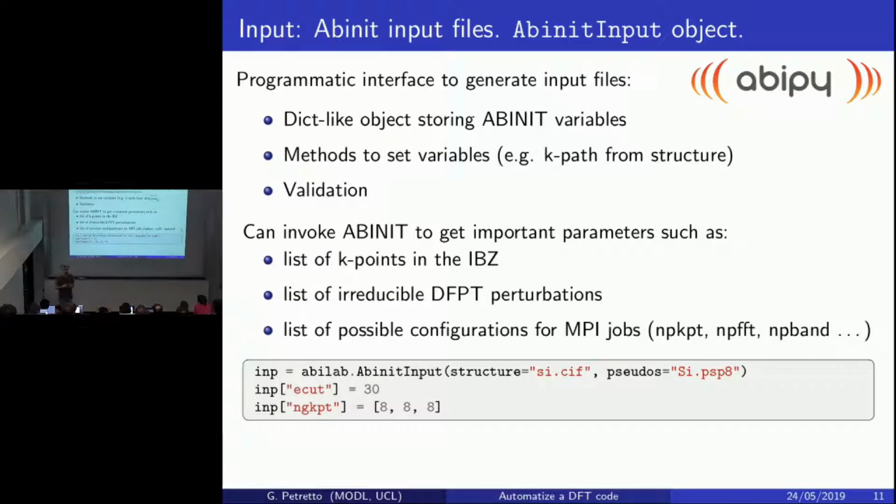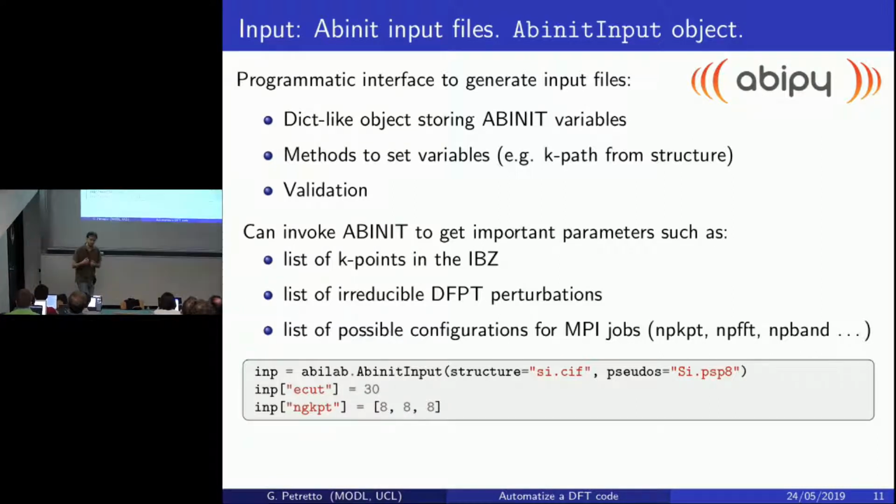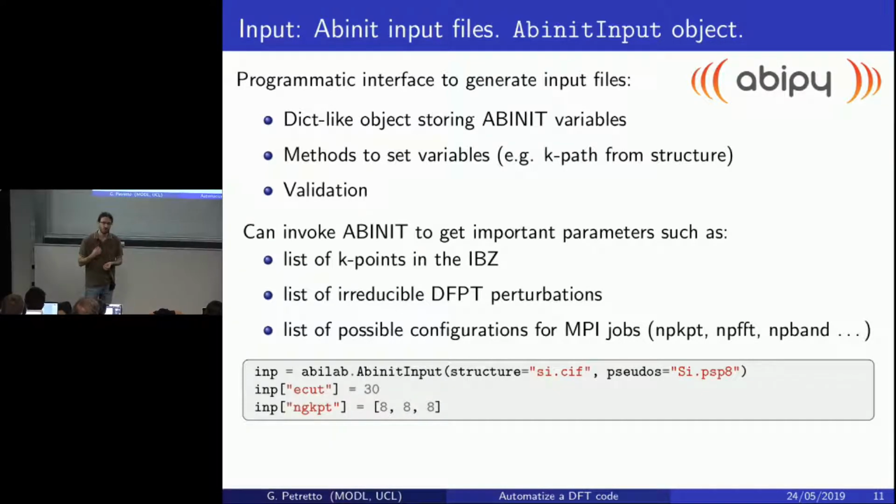But we went some steps further and we made this object easily usable to interact directly with Abinit to get some useful information, like what will be the number of k points and which are the k points in the Brillouin zone, the irreducible Brillouin zone, just to mention a few examples, and the list of irreducible perturbations, so that we know what will actually be calculated.